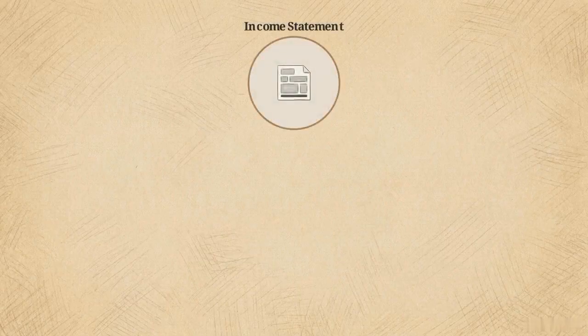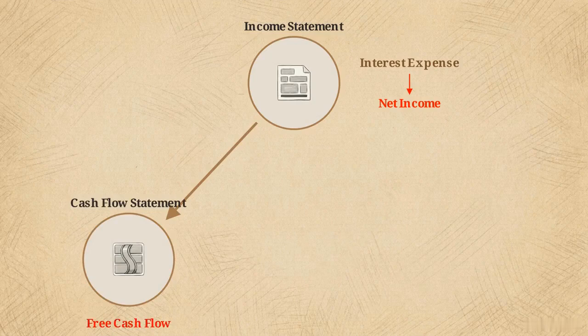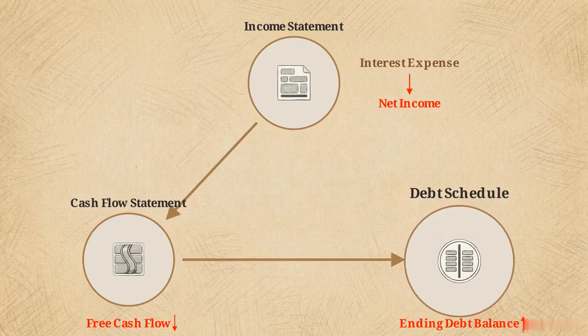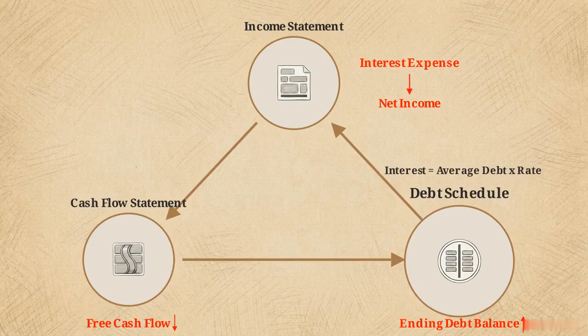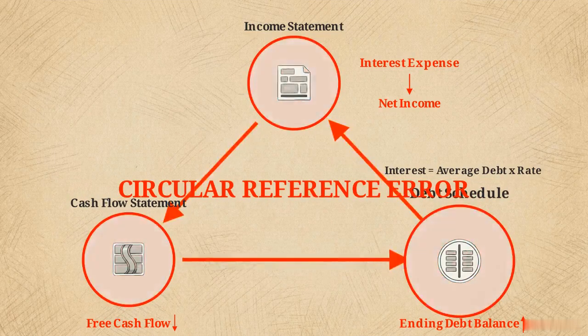The loop begins on the income statement, where interest expense directly reduces net income. That reduced net income travels down to the cash flow statement, which inherently lowers the available free cash flow generated for the period. Lower free cash flow limits the amount of capital available for the cash sweep, keeping the end-of-period debt balances higher than they would be otherwise. Because interest is properly calculated on the average of the beginning and ending debt balances, that higher ending balance immediately recalculates the interest expense. The loop restarts instantly, forcing Excel into an infinite calculation cycle.